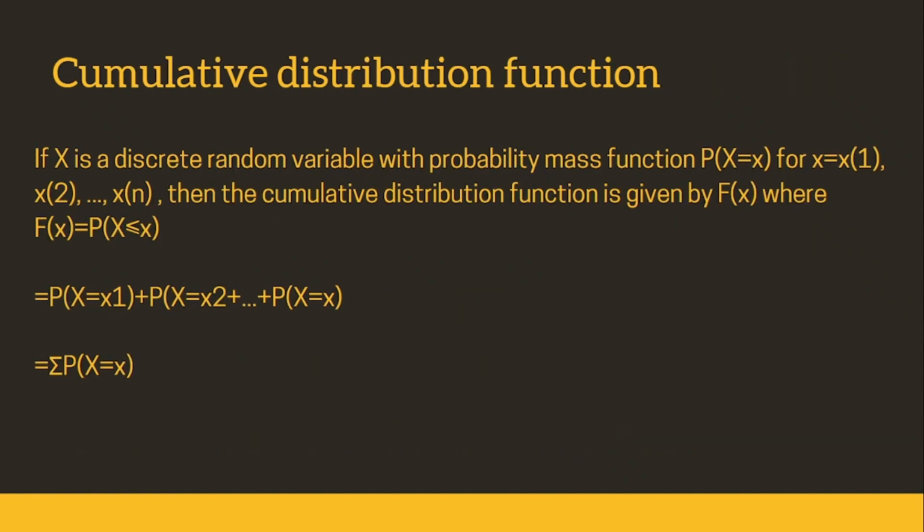So then we'll look at the cumulative distribution function. If X is a discrete random variable with probability mass function P(X = x) for x equal to x1, x2 all the way to xn, then the cumulative distribution function is given by F(x), which is basically the sum of all the probabilities before and up to x. So it will just be a summation of all the probabilities. You start with P(X = x1) plus P(X = x2) all the way until you get to x.